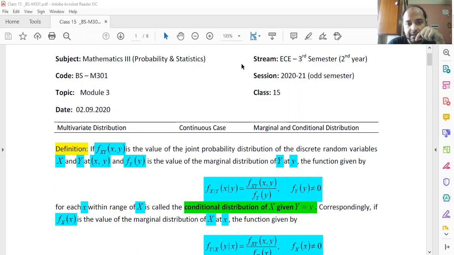Somebody has written something, let me check. Sir, I was present the previous day. Somebody has written that, sir, I was present the previous day and due to network problem, I was unable to connect myself for a long time, maybe.